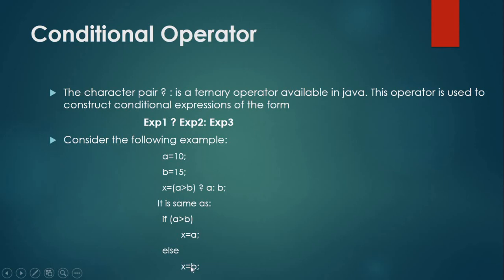So this is a very short operator, the conditional operator, that we can use instead of the if-else condition. Here, A > B ? A : B means if our condition is true, then our first variable will be used. If the condition is false, then our second variable will be used. So this is an example of the conditional operator.